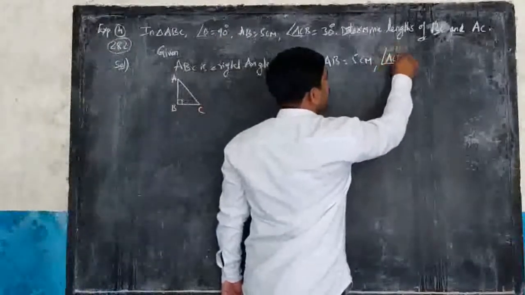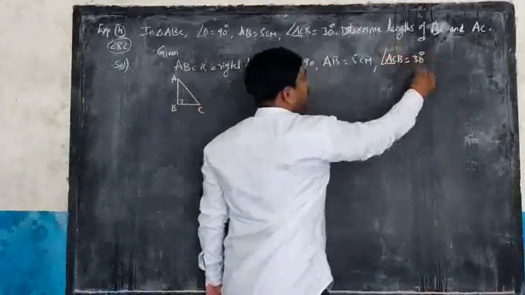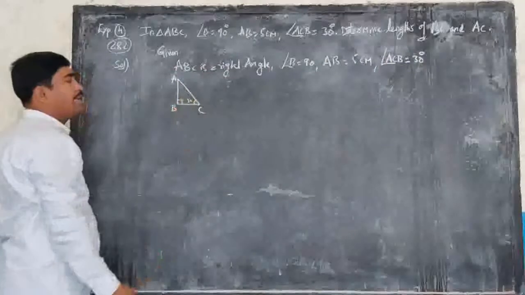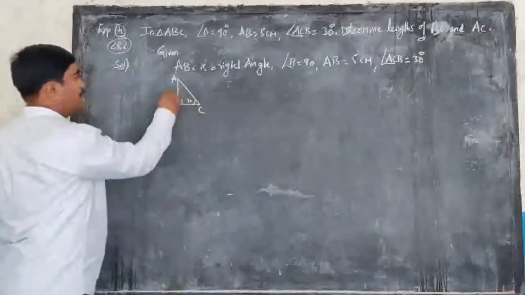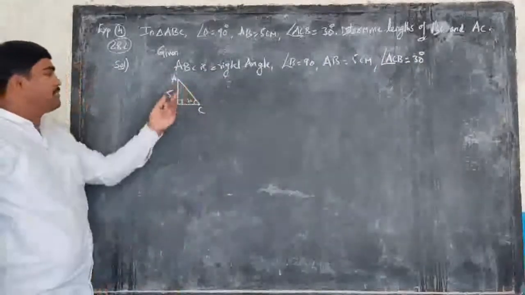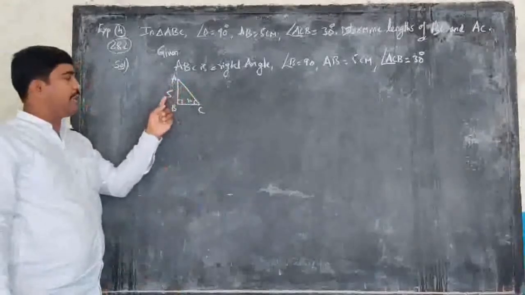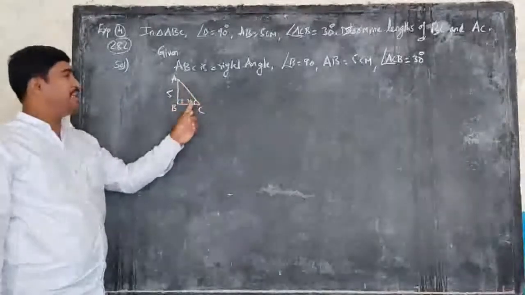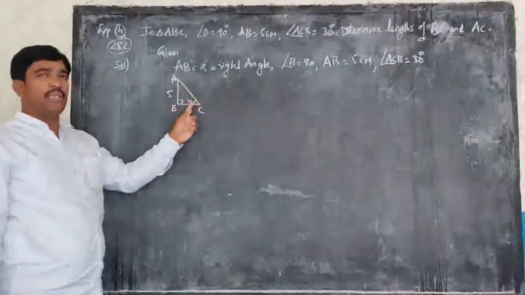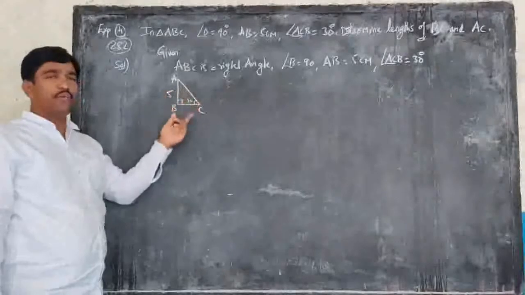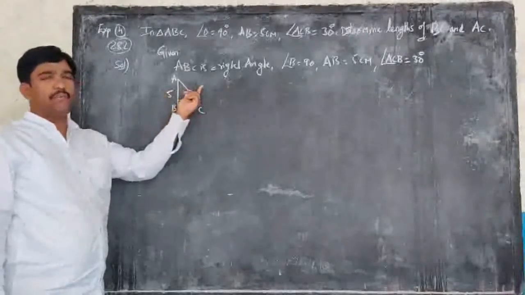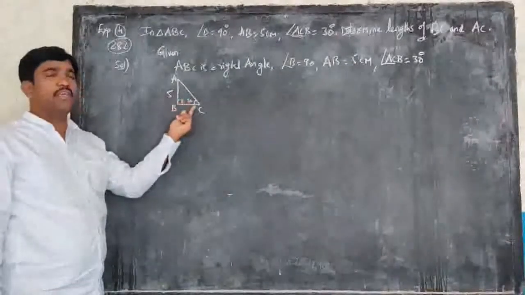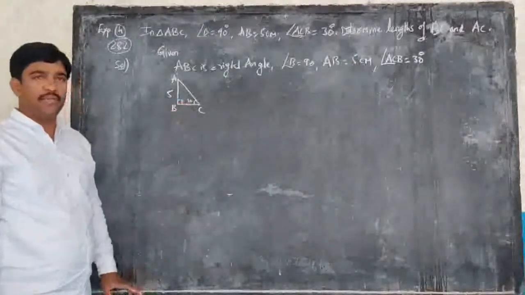And he has given angle ACB as 30 degrees. Now, I will take this at C, 30 degrees, and the value AB is given as 5 cm. Now, if you observe, AB is given as 5, BC we don't know, as well as AC we don't know, and one angle C equal to 30 degrees. In the previous cases, when two sides are given, the third side can be found out by using Pythagoras. Here only one side and one angle are given, so I will use the concept of trigonometric ratios.